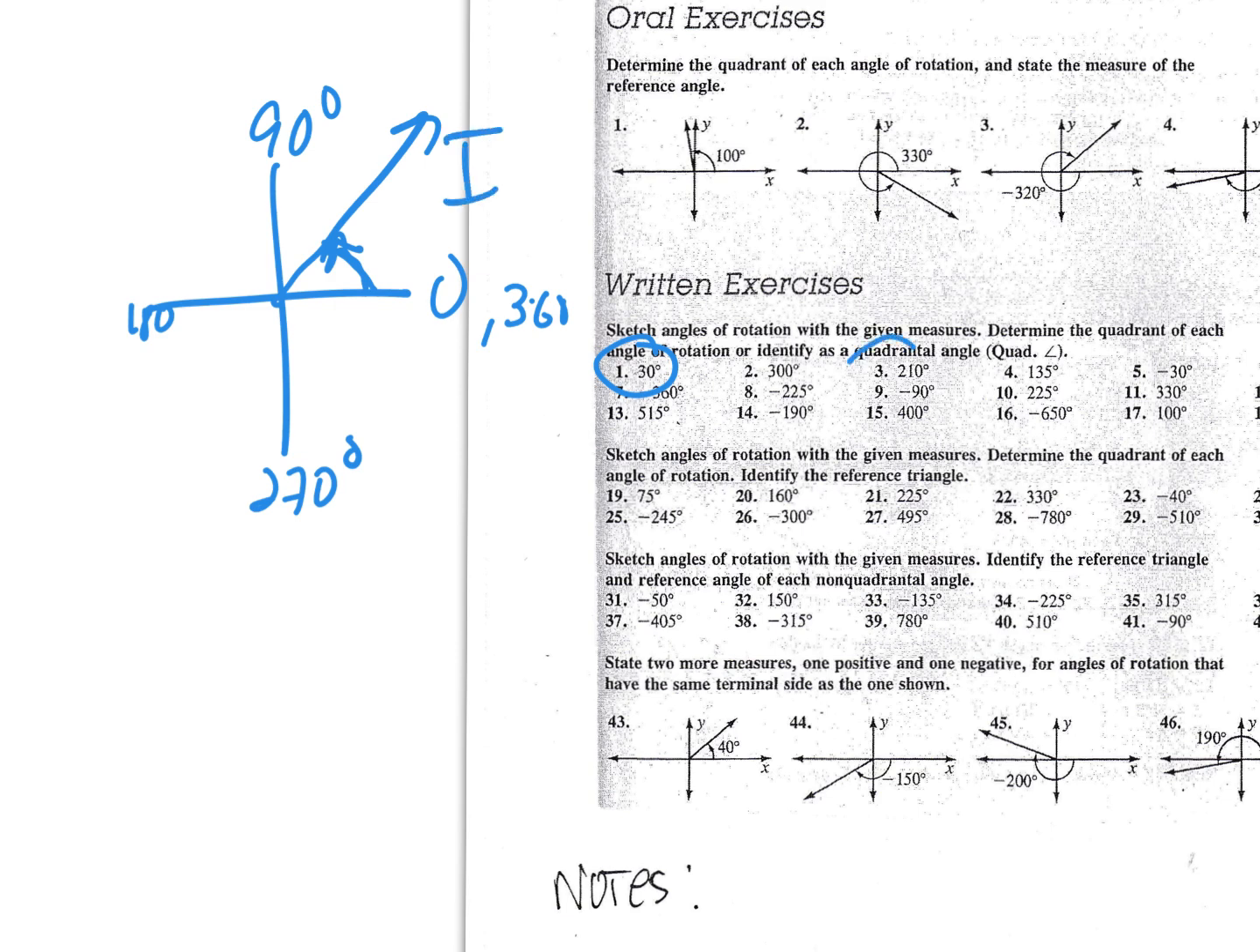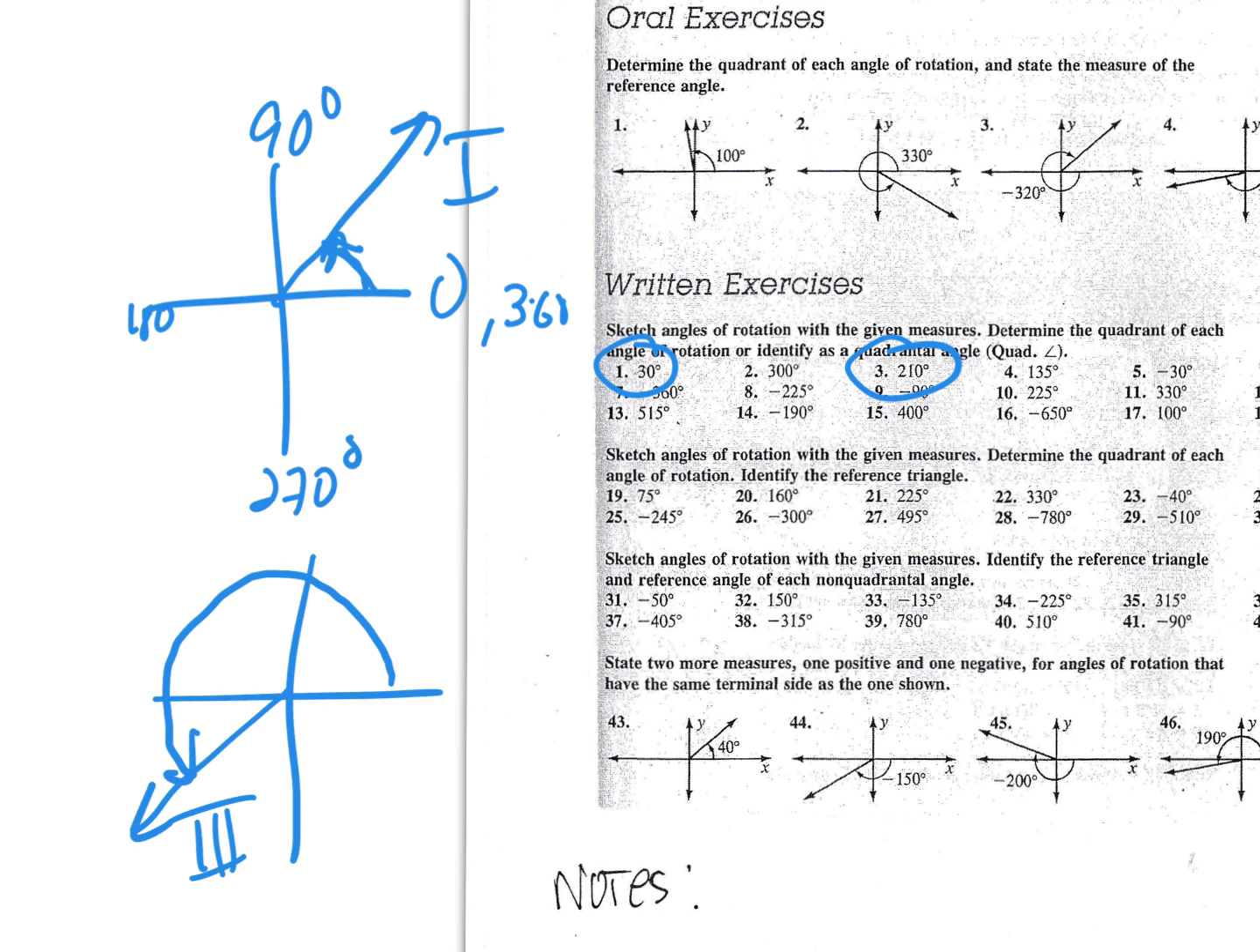How about this 210-degree angular rotation? There's 90, here's 180, and 210 is going to fall down here. So that 210-degree positive angle of rotation will land in quadrant three. It's not a quadrantal angle. We'll talk about that in a second. Okay, let me delete these and we'll do a couple more.